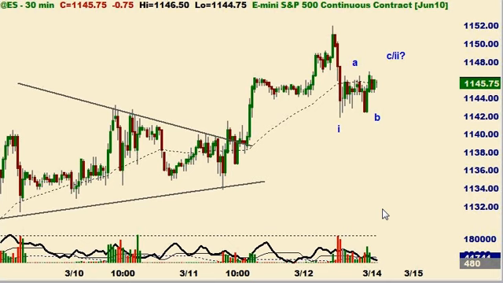So let's wait and see, and again take it one step at a time. But right now it looks like an impulse down and a correction back up. So the implication is lower prices to come.